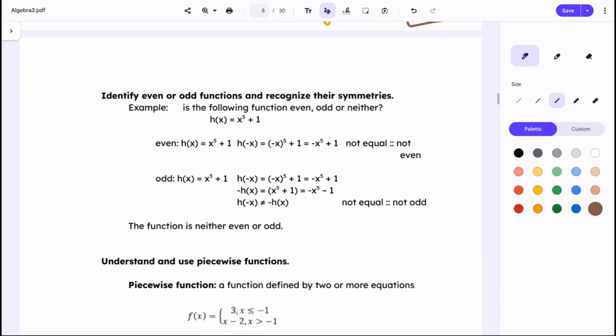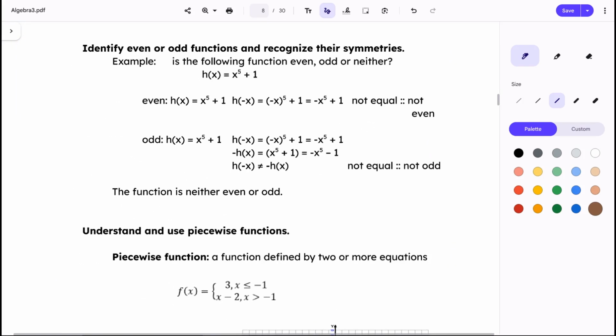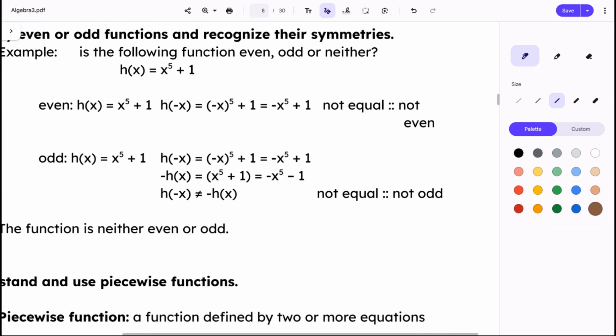All right, so let's practice this again. This time I'm not giving you guys a graph. I'm just giving you a function and we want to decide, is it even, odd, or neither? Okay, so we're starting out with this function here. It says h of x equals x to the fifth plus 1.